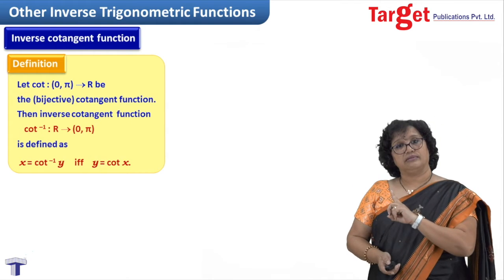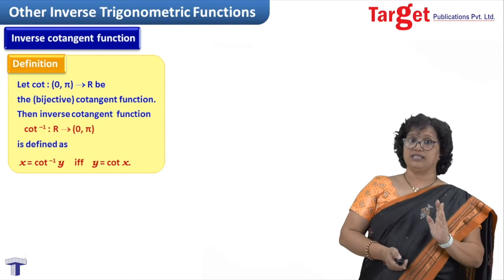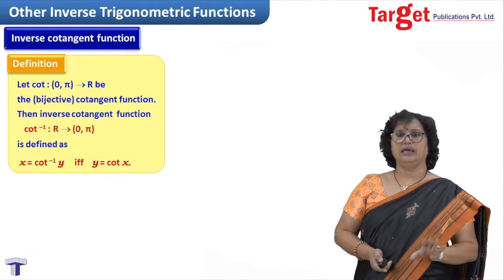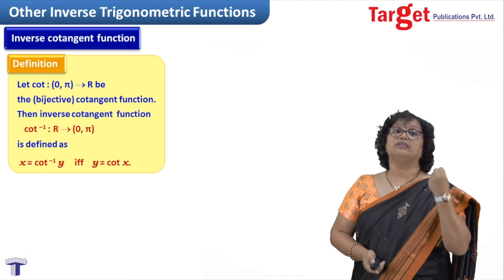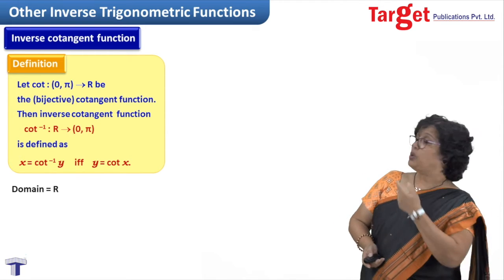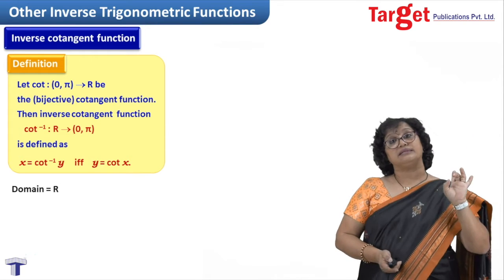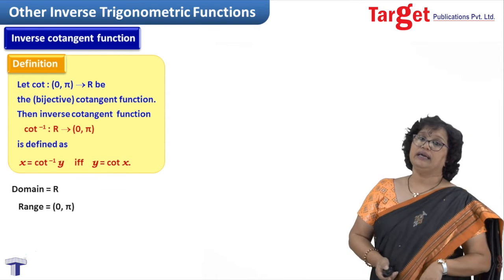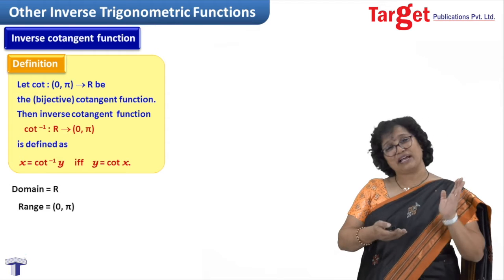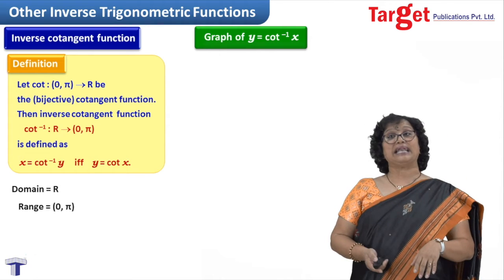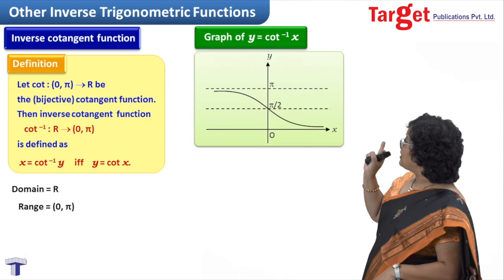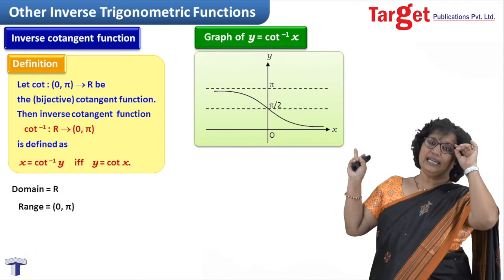The inverse function is defined as x equal to cot inverse y if and only if y equal to cot x, exactly like before. What should take your attention? The domain and range. So let us remember, the domain is the set of real numbers, capital R, and the codomain is 0 to pi. Now, what next? We have done this exercise so many times. Now it has to be the graph of y equal to cot inverse x, which looks like this.